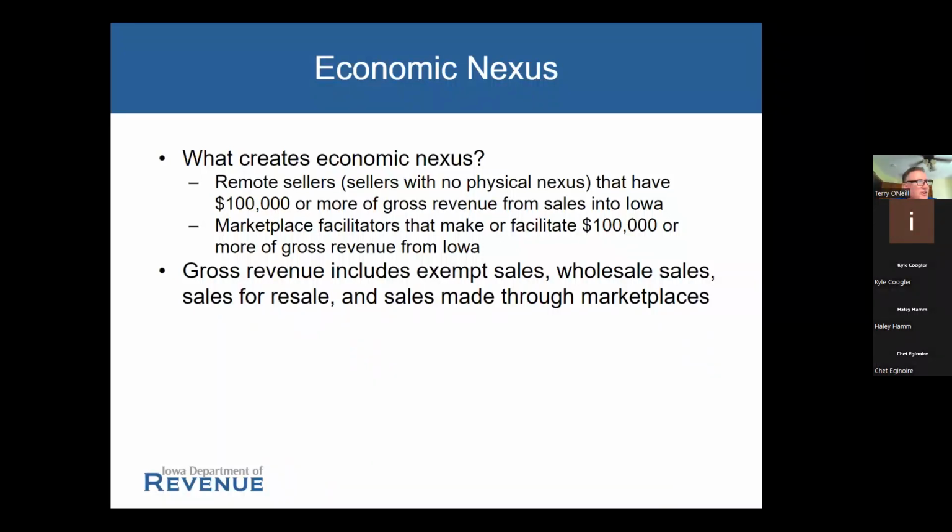Marketplace facilitators, if they make or facilitate $100,000 or more in gross revenue from Iowa, that's also going to create an economic Nexus in Iowa as well. The gross revenue is going to include exempt sales, wholesale sales, sales for resale, sales made through marketplaces. It's the gross revenue. It's everything. That's all involved when determining if someone meets the $100,000 threshold or not.